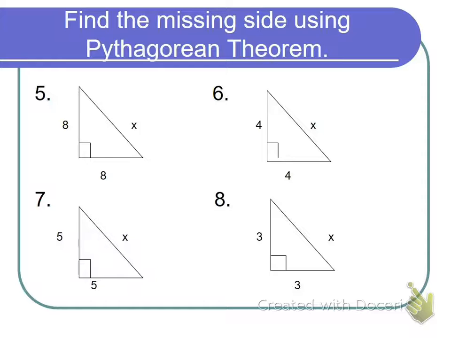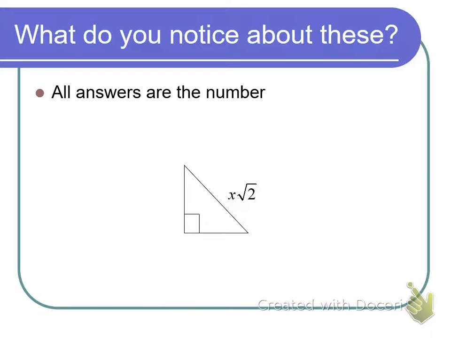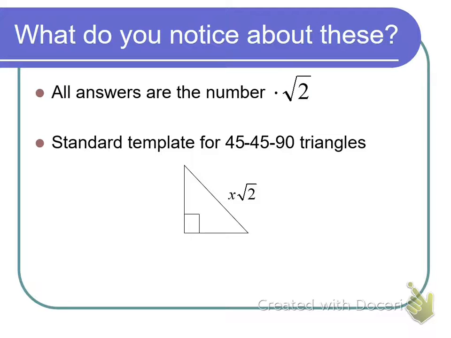Okay. So, what do you notice about these? All answers are the number times the square root of 2. So that's our standard template for 45, 45, 90 triangles.